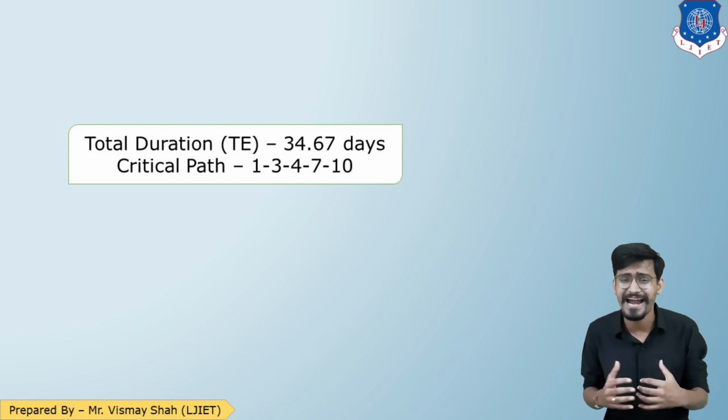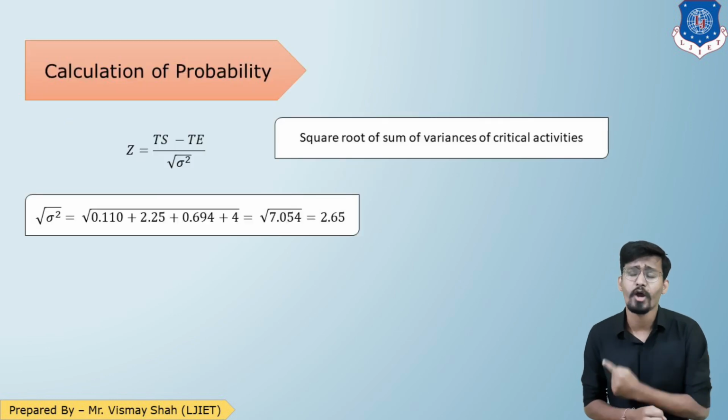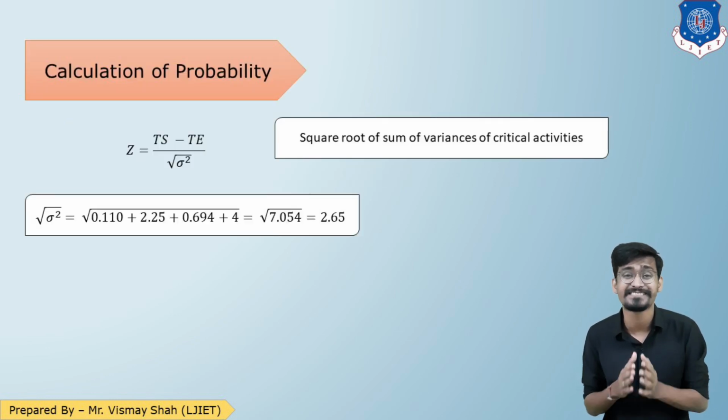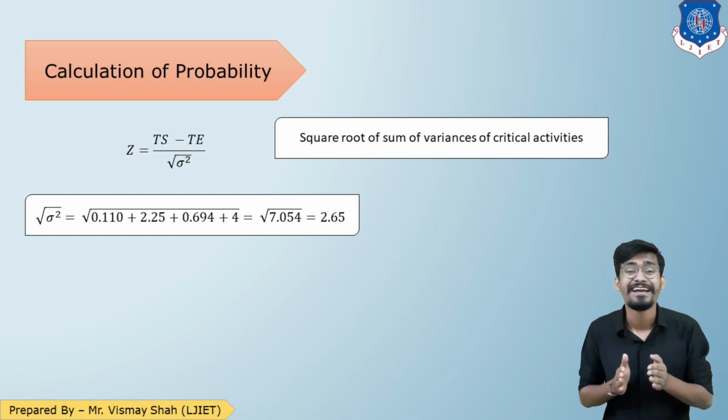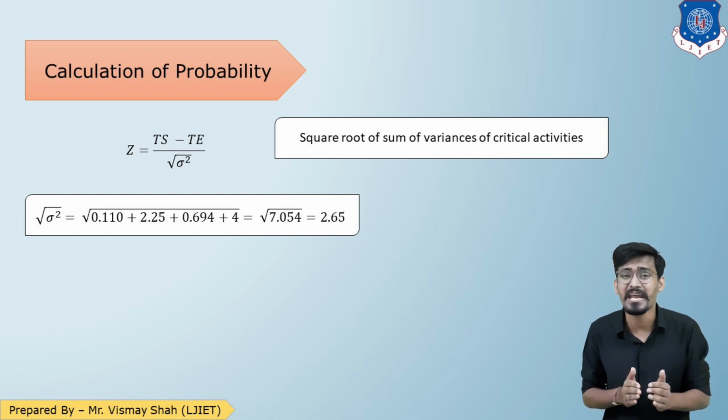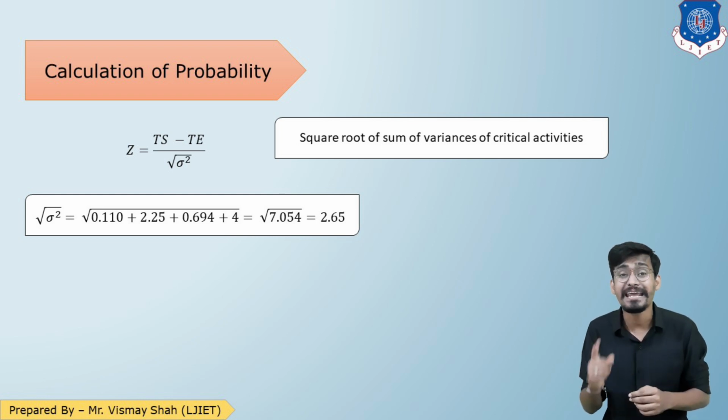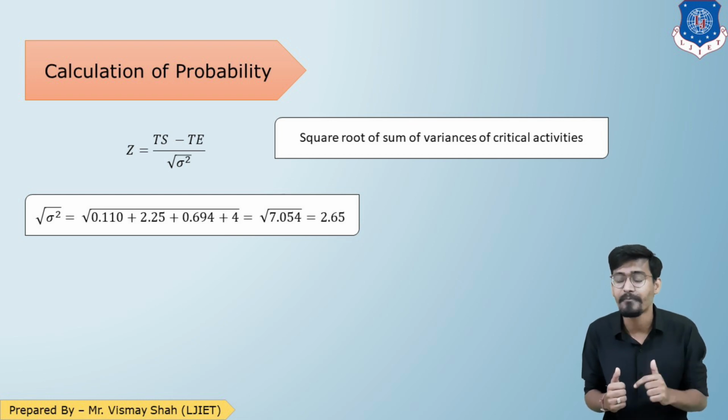And to understand that, we need to understand the formula. Let us see. So here is the formula to calculate the probability, that is the Z formula: TS minus TE upon under root of sigma square. TS is schedule time. In how much time you want to complete, that is given in the question. That is known as schedule time. In this question, there are two schedule times. TE, total expected time, that is our final answer. In our sum, the TE is 34.67 days.